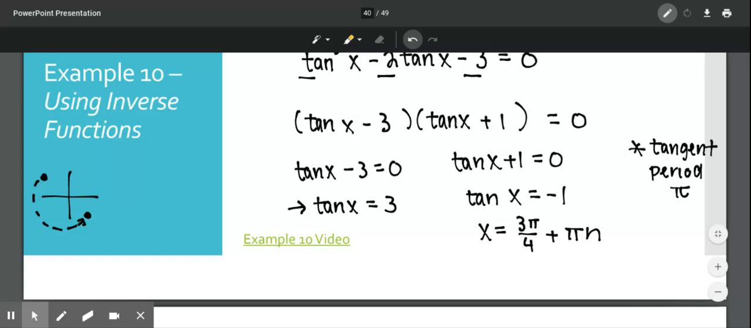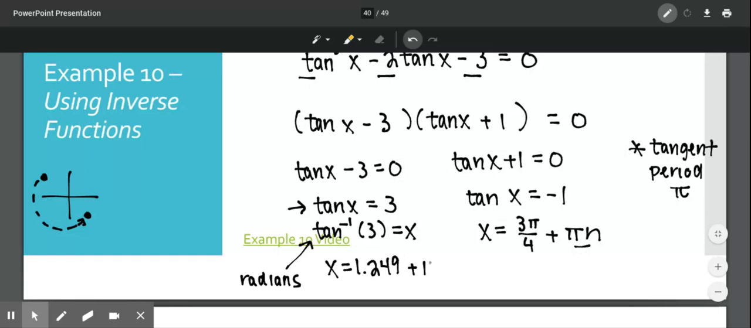And then for this one, you don't know necessarily a value on your unit circle when the tangent equals 3. So on this one, you would actually do in your calculators the inverse tangent of 3, and that would give you your x coordinate. We're in radians, so make sure when you do that, your calculator is in radians. So if you do the inverse tangent of 3, we get x equals 1.249. And again, we still have to add that plus pi n.